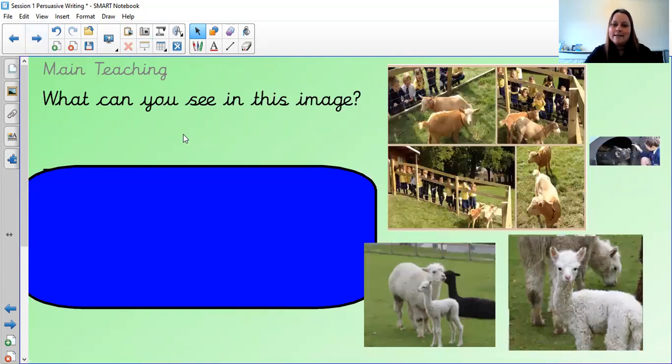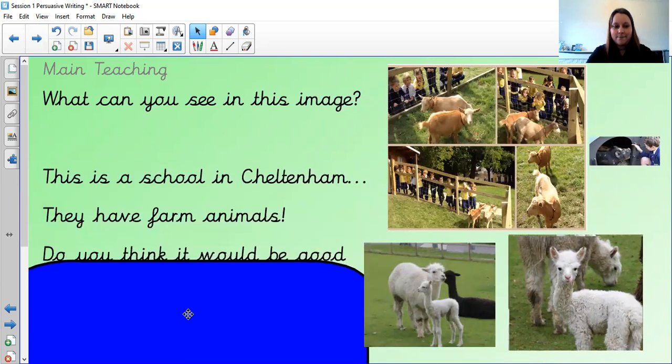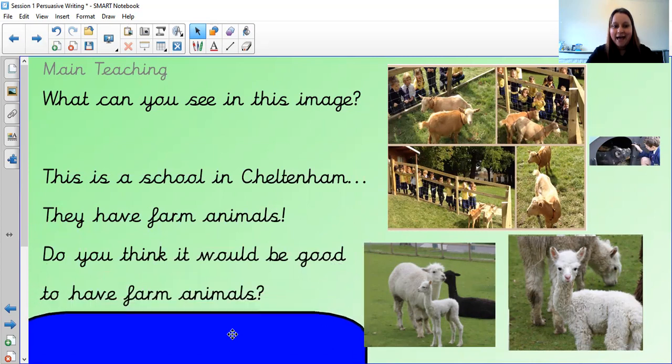So what can you see in the images on the board? I love these images, lots of farm animals, and our topic is down on the farm, isn't it? So in the pictures, we have got some alpacas, we've got some goats, we've got a pig over here, and it looks like there are some school children in the picture. So maybe they're visiting a farm? No, they've got a farm at their school. How exciting is that? So there is a school in Cheltenham that have farm animals.